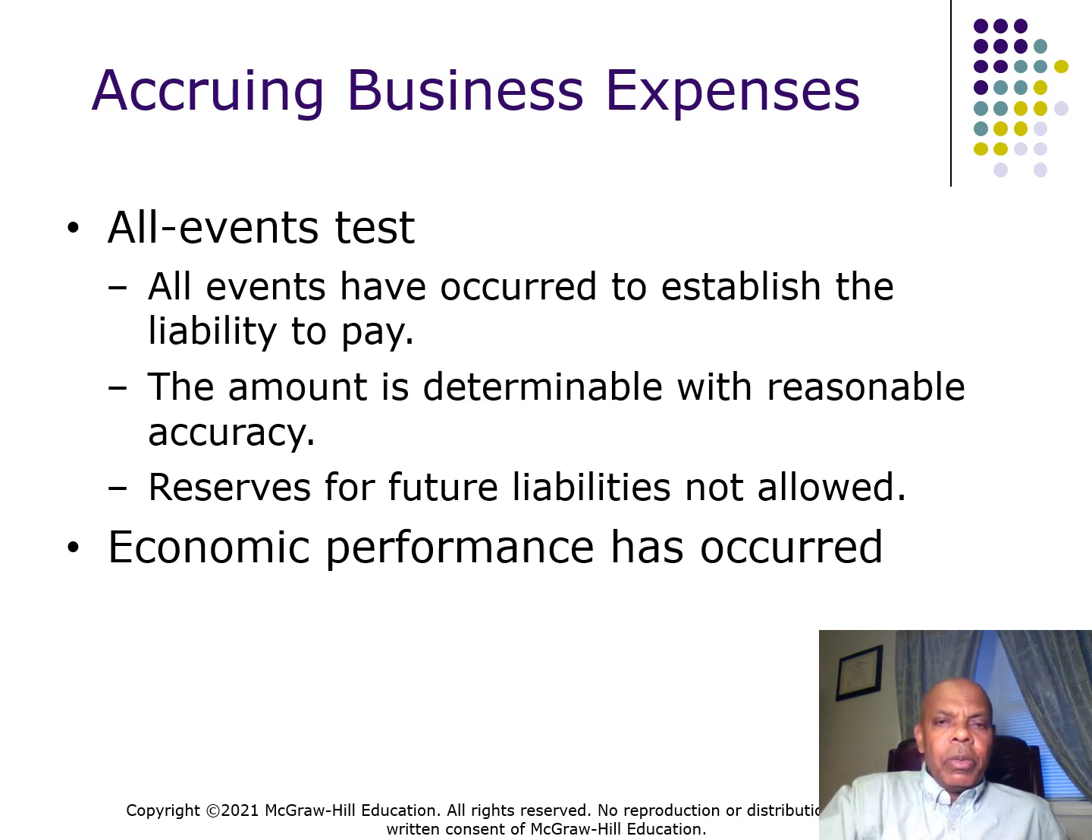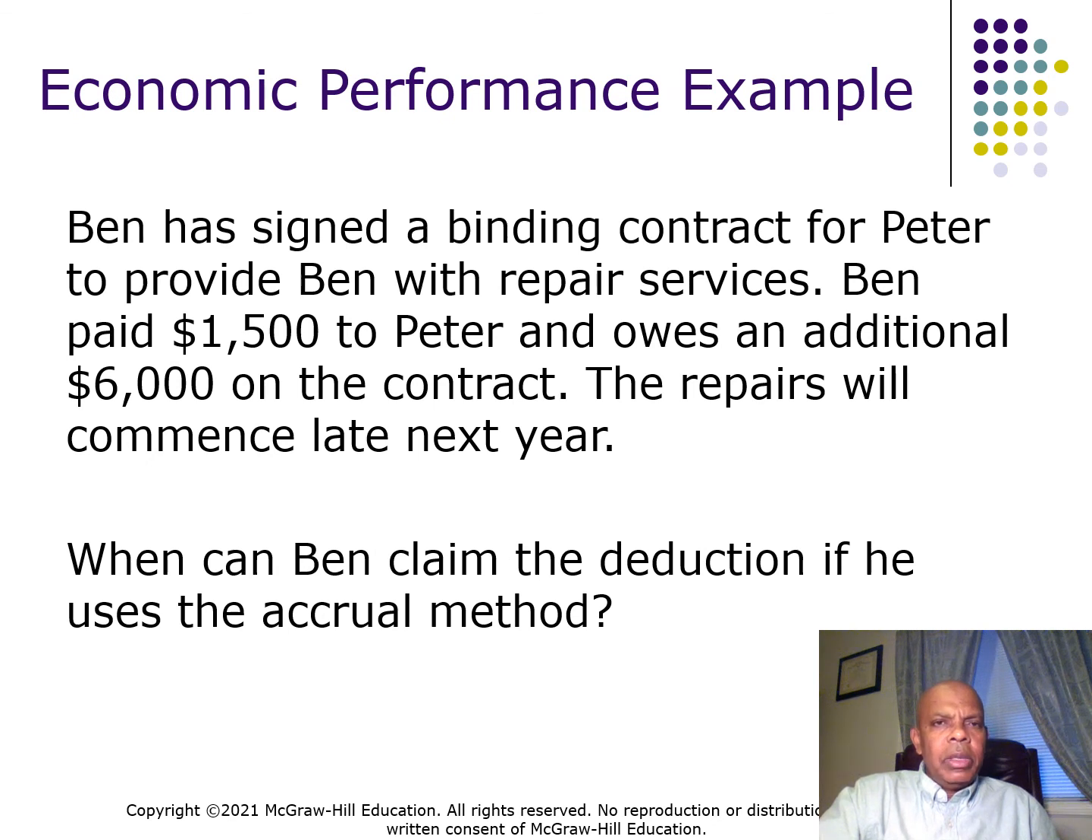Economic performance has occurred. If you are providing services, you provide the services. That's the event. You test the event. It's done, so then you can take the expense. Here's an example of economic performance. Ben has signed a binding contract for Peter to provide Ben with repair services. Ben paid $1,500 to Peter and owes an additional $6,000 on the contract. The repairs will commence late next year.